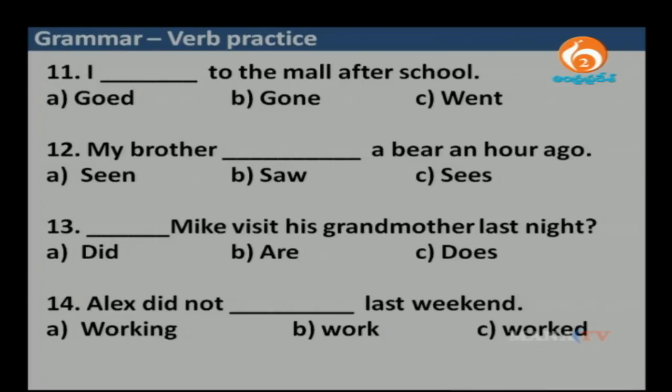Moving on, question number 11, verb practice. I dashed to the mall after school. I goed to the mall after school. I gone, I went. Now, goed and gone are incorrect. Goed does not exist. Gone is not appropriate for this context. So, went is the correct answer.